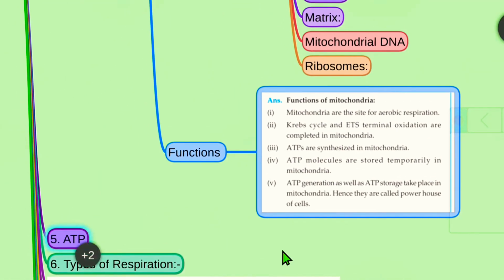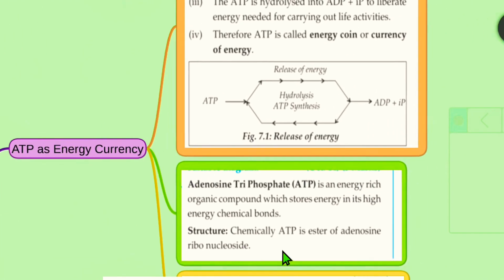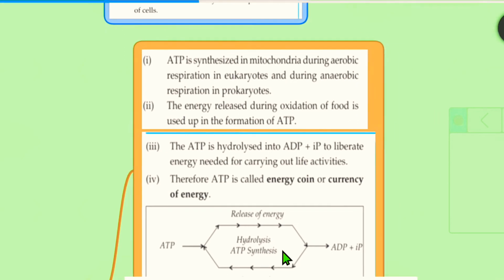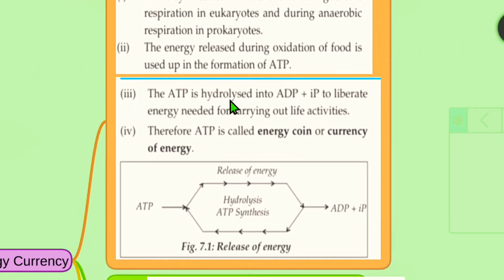We move to the next, that is ATP. What is ATP? ATP is the energy currency. ATP is synthesized in the mitochondria during aerobic respiration in eukaryotes and during anaerobic respiration in prokaryotes. This is important. The energy released during oxidation of food is used up in the formation of ATP. And ATP is hydrolyzed into ADP plus Pi, inorganic phosphate.